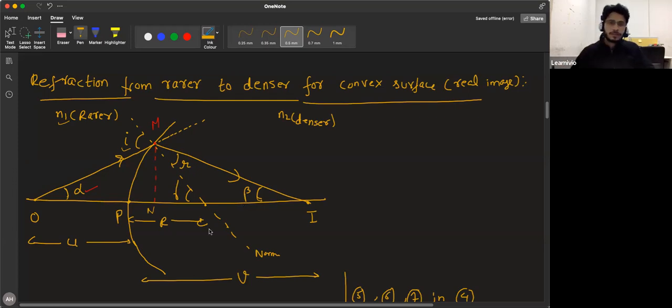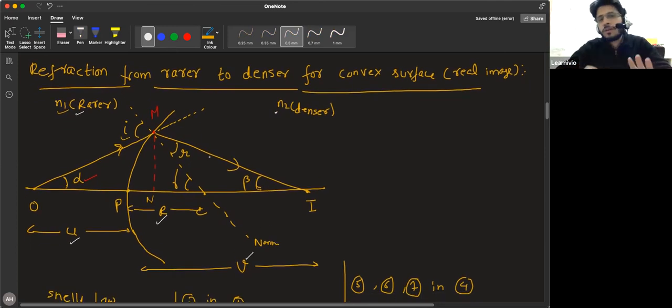We'll try to connect this distance, this one, the radius of curvature. This is your object, so this is your object distance. This is your image, so this is the image distance. The refractive index and this refractive index, we'll try to connect them. This is the formula for a spherical refracting surface that you have to derive.